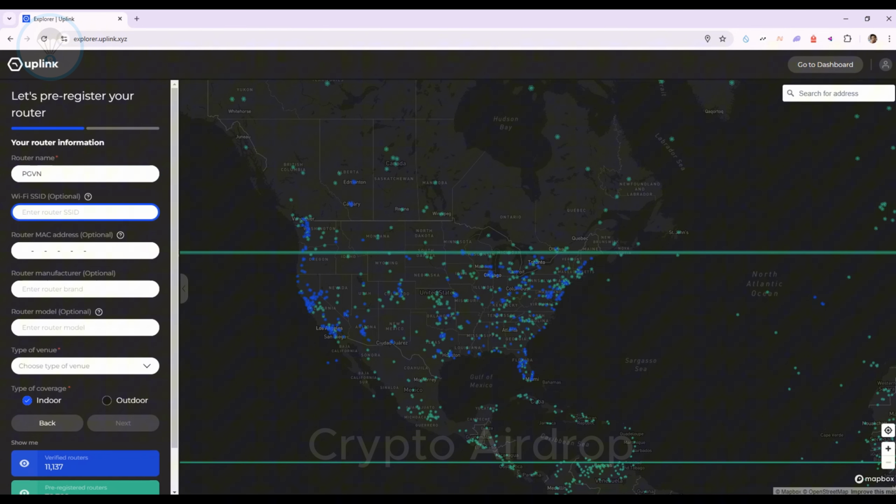Look for the model number to find the name. For example, with PON ONTI gate GW020H, the manufacturer is VNPT Technology. Router model. Enter the model number. Type of coverage. Select indoor if used indoors.